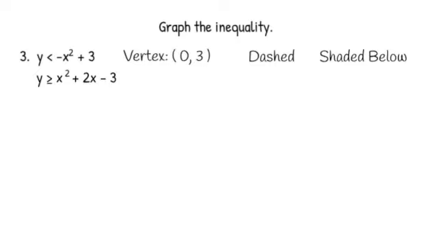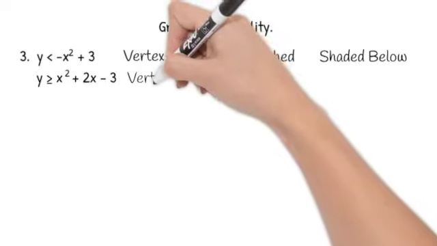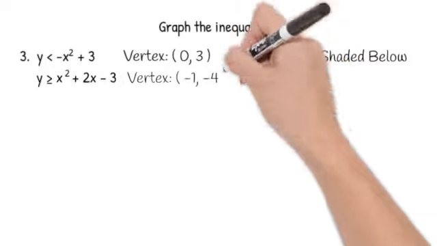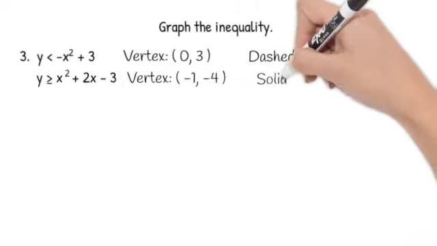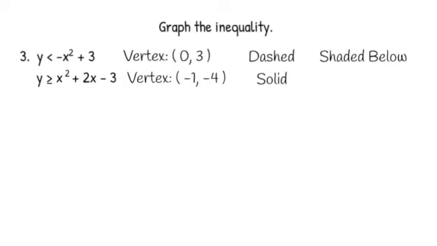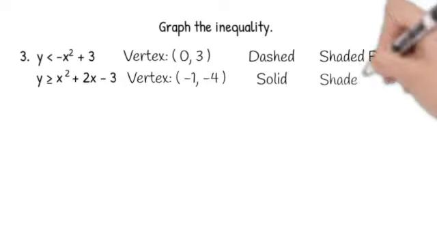In the second equation, our vertex is negative 1, negative 4. And we know it's solid because it can equal, it's greater than or equal to, and because it's greater than, we know it's shaded above.